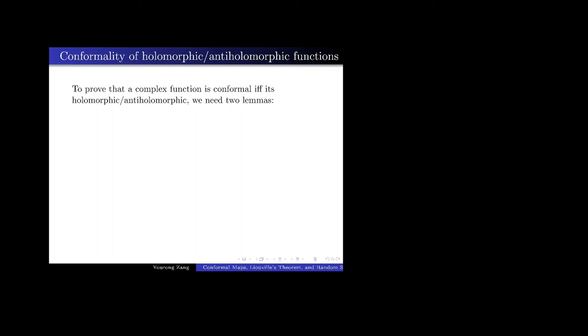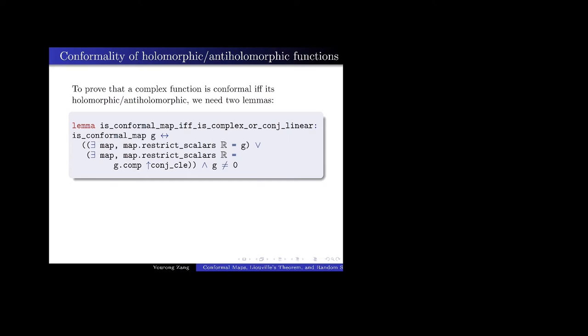I proceeded to prove the conformality of holomorphic or anti-holomorphic functions, although they're not called this in mathlib. I wrote holomorphic and anti-holomorphic in the docstrings. First, two lemmas. The first one is the most essential part of the proof. We claim that a real linear map G is conformal if and only if there exists some complex linear map such that they are equal, or it's the conjugate of some complex linear map. I deleted the type of this map because it's too long and cannot be typed in this block.